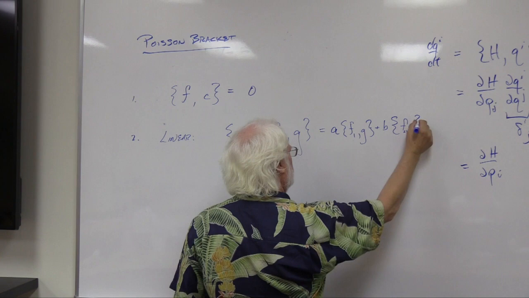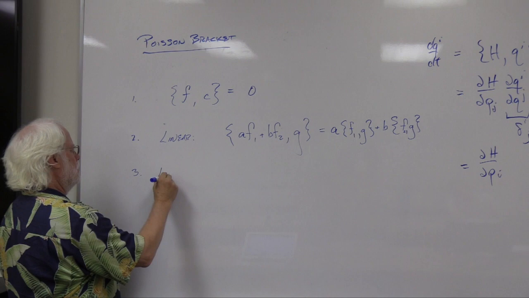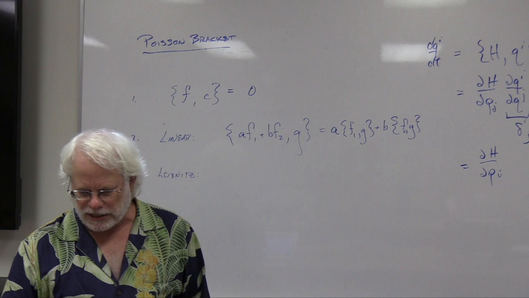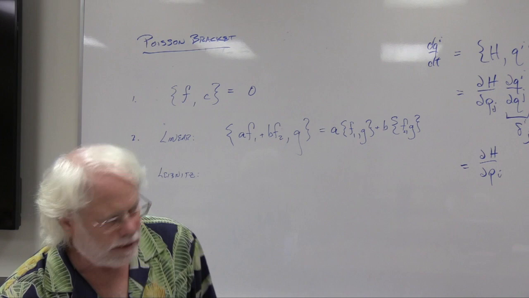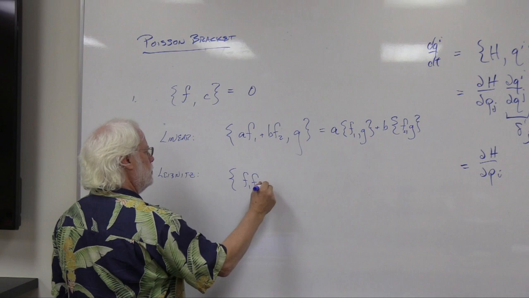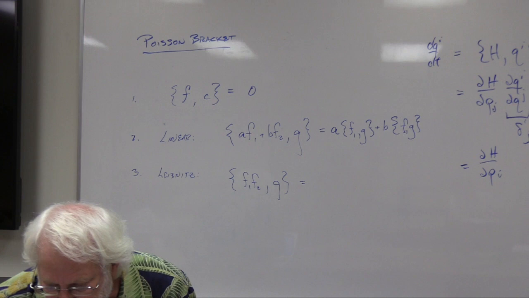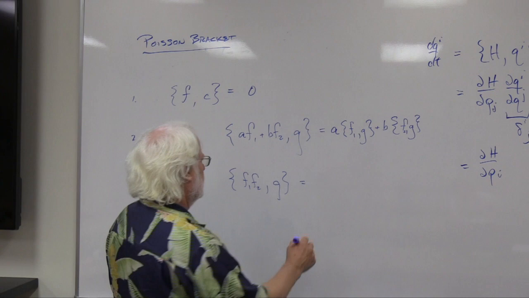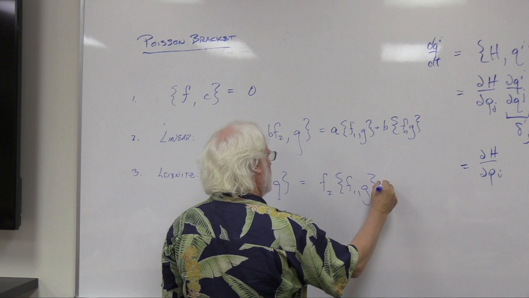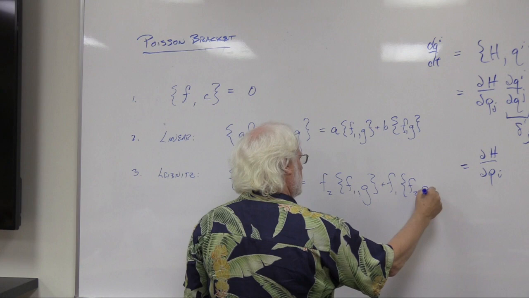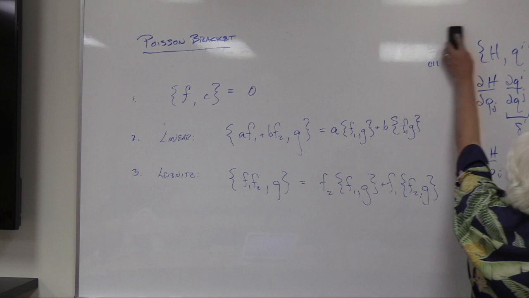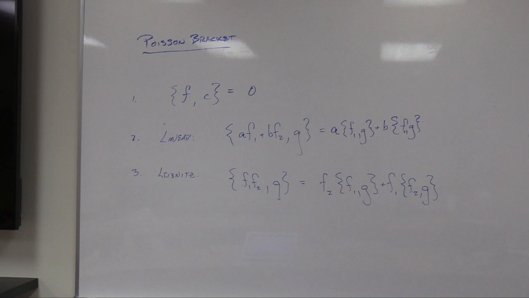And it turns out it's Leibniz. It satisfies a product rule. So if I take the bracket of the product f1 f2 with any dynamical variable g, what happens? Let me see if order matters here. It's just one times the bracket with the other, and the other with the bracket of the one. So what else has those properties? Anybody? The derivative? Anything with these properties is called a derivation.